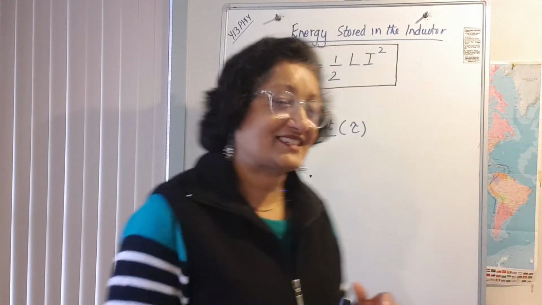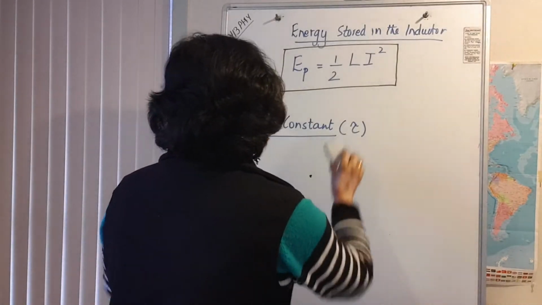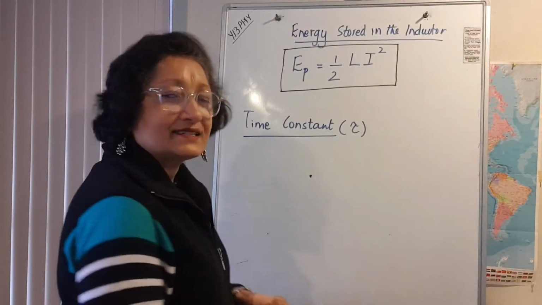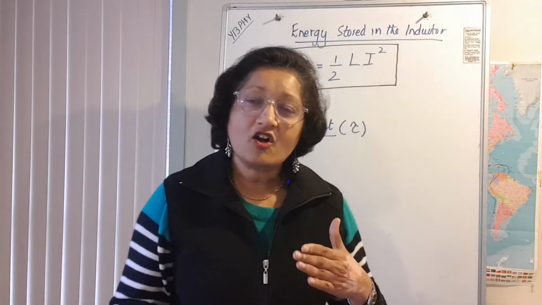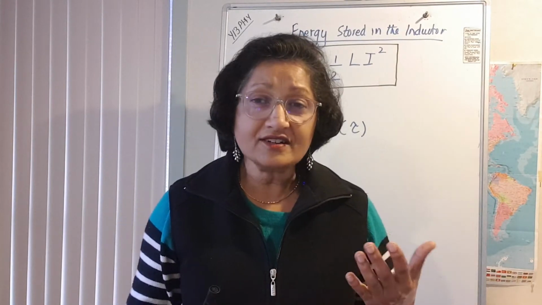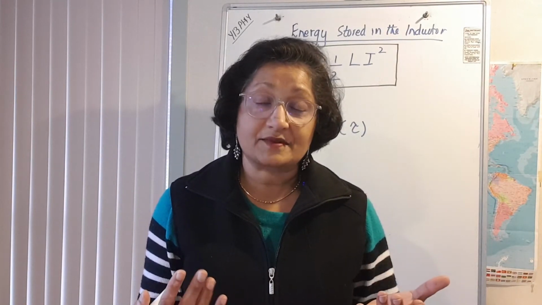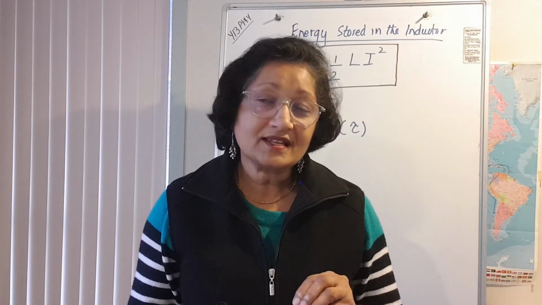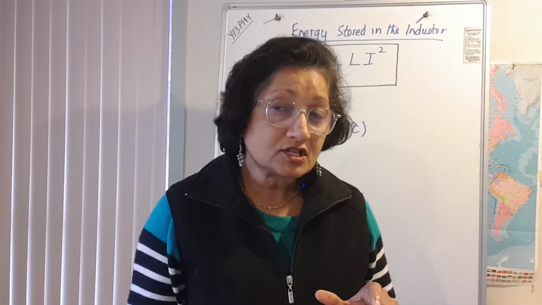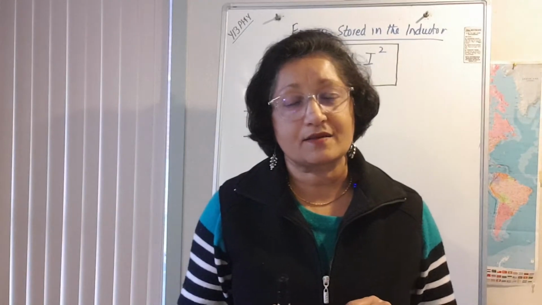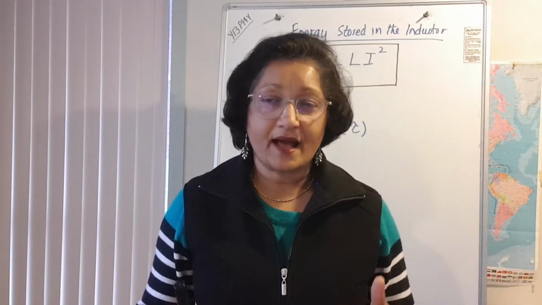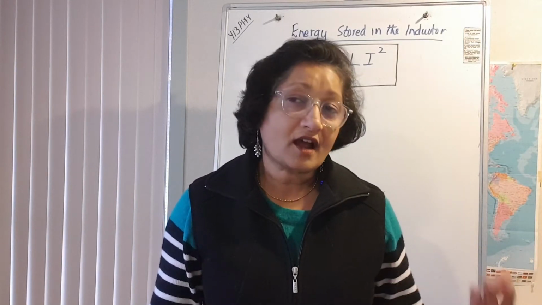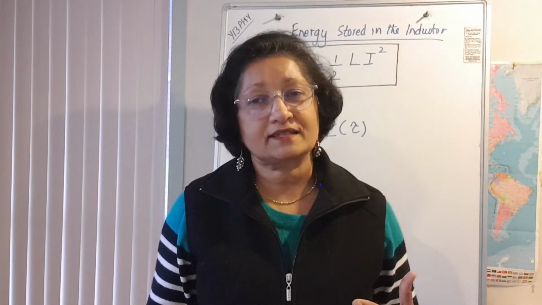Now the other thing I'm going to talk to you about is time constant. Because the current takes time to reach a maximum, or takes time to fall to zero, and there's going to be a changing voltage across the inductor, this is all governed by the time constant. It's the time taken for the current or the voltage to change by 63% of its maximum value.